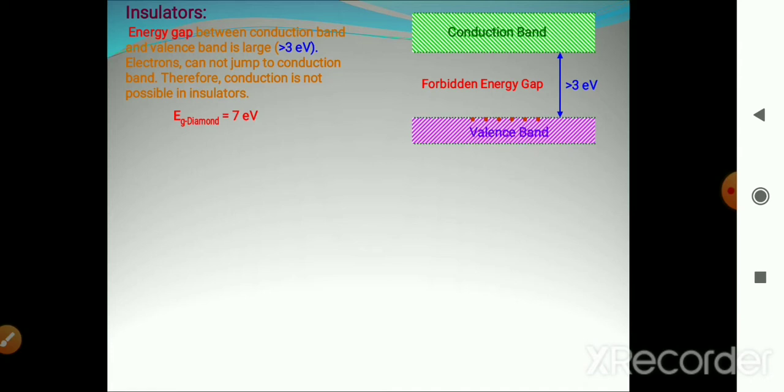Here, the electrons are tightly bound in their covalent bonds. So, they cannot leave the valence band and they cannot jump to conduction band. So, the conductivity of insulators is very poor.